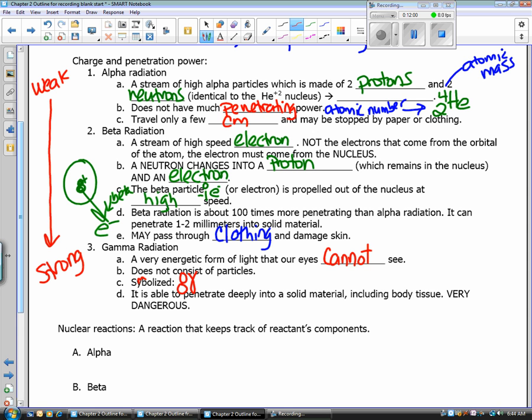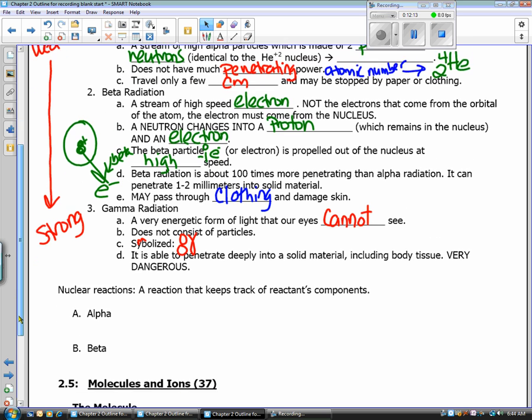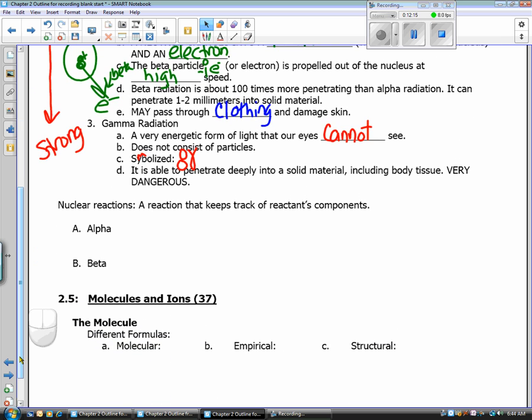So we're not going to do any reactions with it because it doesn't change the mass, it doesn't change the number of protons. And that's what makes it really, really dangerous. This is the kind that they do use in chemo, well, not chemo, chemo's chemicals, but when you're doing chemo and radiation, it's usually gamma radiation that's trying to kill those cancer cells. So they aim it right at wherever the cancer is, and they shoot this radiation to kill all those cells in there.